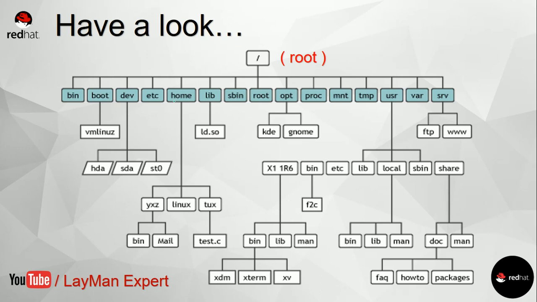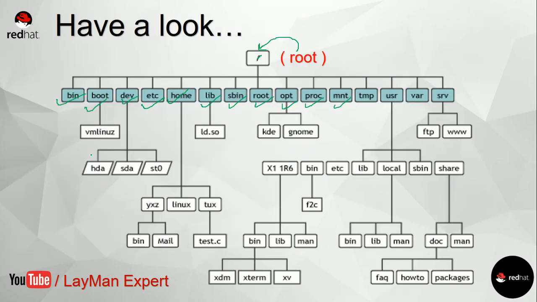Now this is how the directory structure of a Linux operating system looks. This is the root directory and all other directories are inside this root directory. These are the different directories. I will explain what these directories mean, why they are named so, and what kind of information and configuration files they hold. So just have a look here.